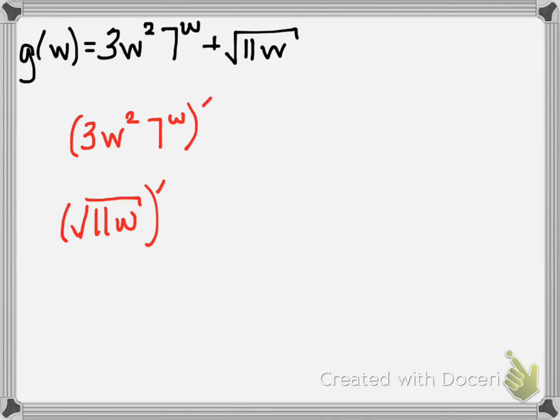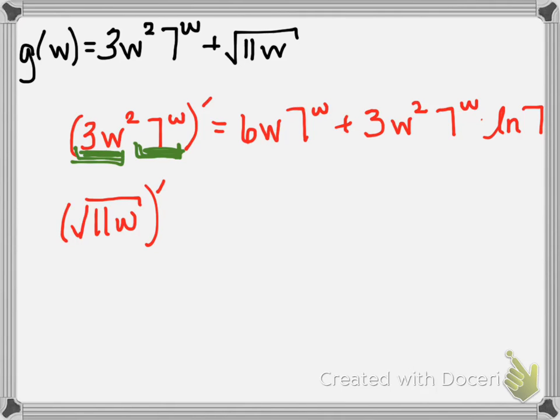To compute the derivative of 3w squared times 7 to the w, you heard that word times, and that's because this is a product, 3w squared times 7 to the w. So we're going to need to use the product rule. We get 6w times 7 to the w. That's what we get when we take the derivative of 3w squared, and then we multiply it times 7 to the w. Don't do anything to the 7 to the w. And then we need to add to it the derivative of 7 to the w times 3w squared, leaving that alone. So we get plus 3w squared times 7 to the w times the natural log of 7.